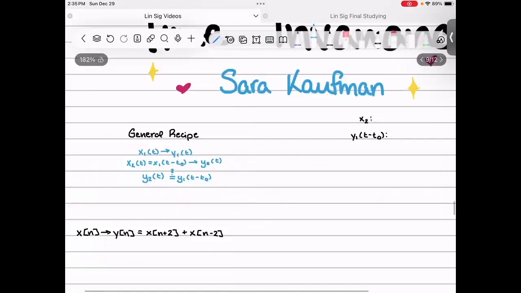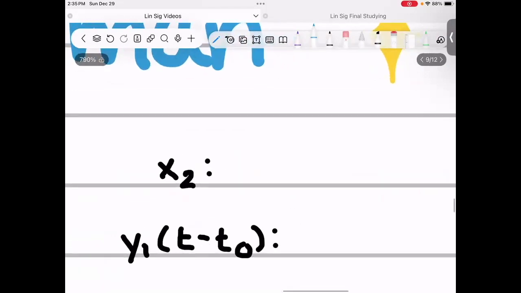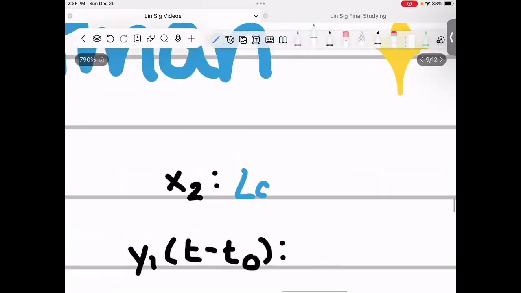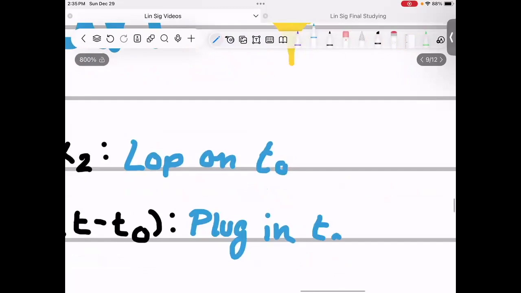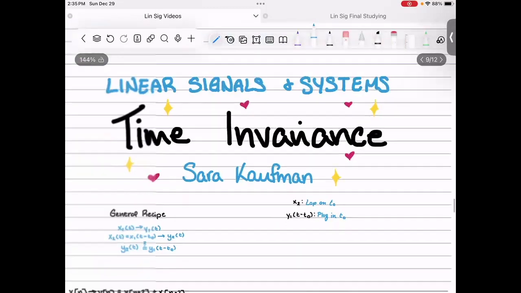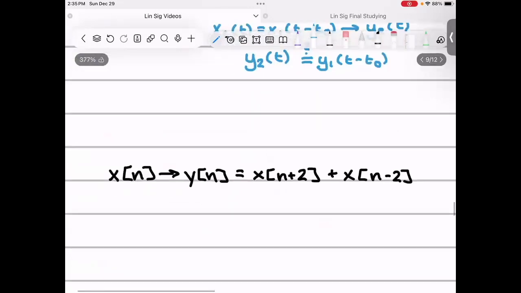And then the way that I like to think about it is when you do the x2 of t, you lop on a t naught. And then when you go back and solve for the y1 of t minus t naught, you plug in. And this is going to make more sense once we do some examples. So that's the general idea. Let's go ahead and try this first example.